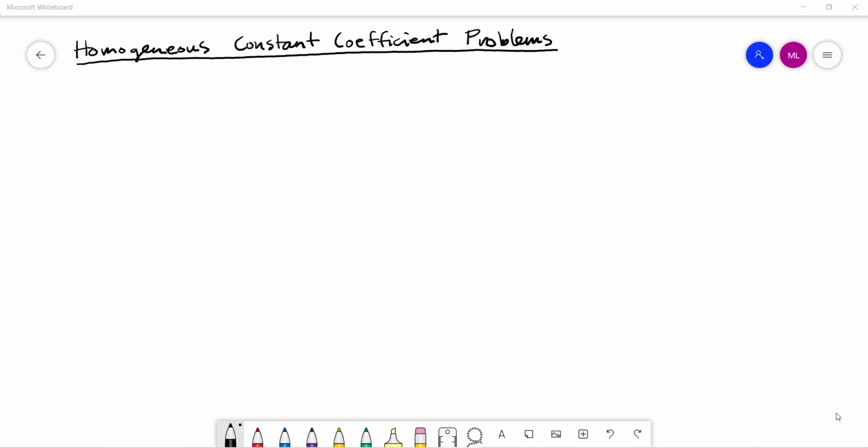In this video, I want to take a look at how we can solve homogeneous constant coefficient problems. These are going to be the basis for all of the higher order differential equations that we're going to look at going forward. So once we know how to solve these, this is going to be the starting point on almost every problem we look at for the next several weeks.